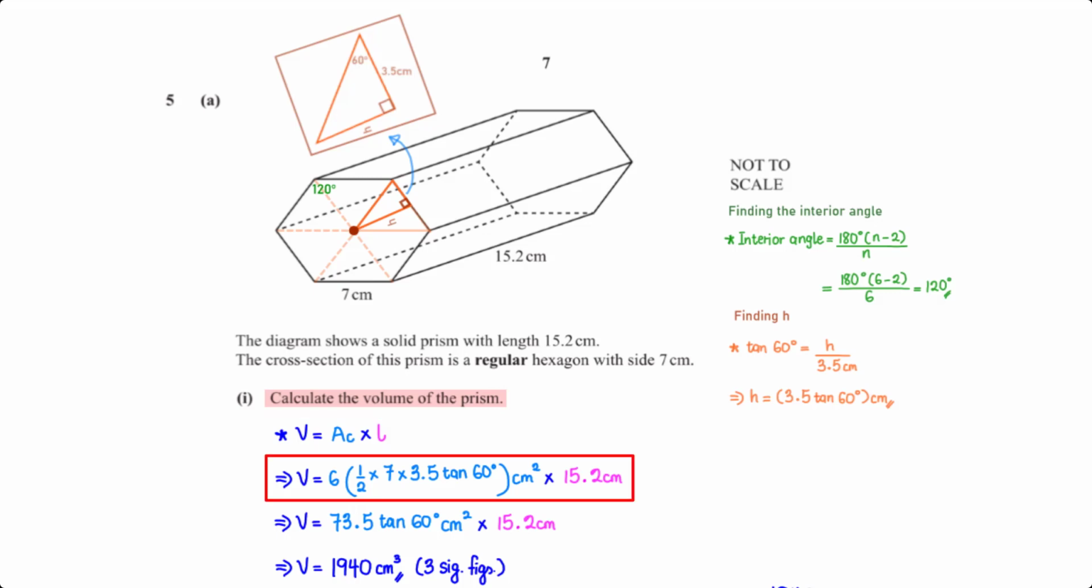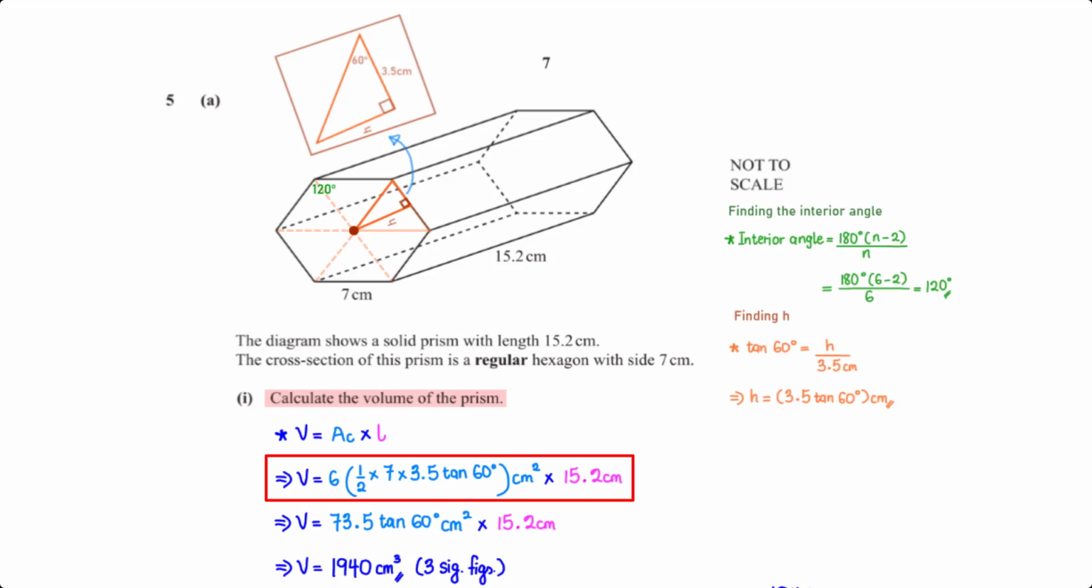In this case, the cross-section of the prism is a regular hexagon, so we need to find the area of the hexagon. The hexagon can be split into 6 equal triangles, so we need to find the area of one triangle using the formula half base times height and multiply by 6. The base B of each triangle is 7 centimeters. So now we need to find the height.